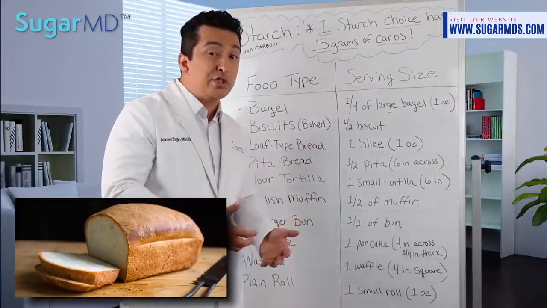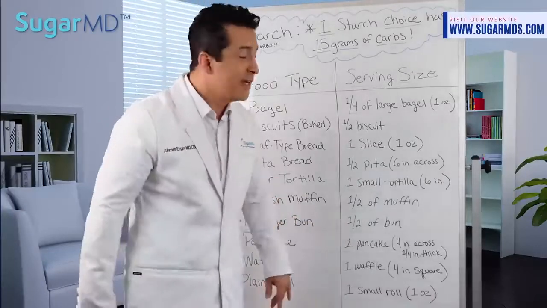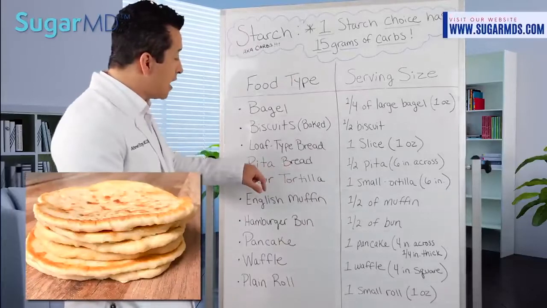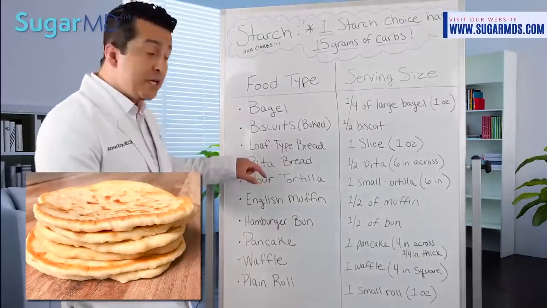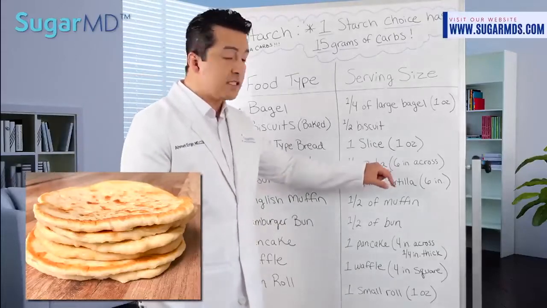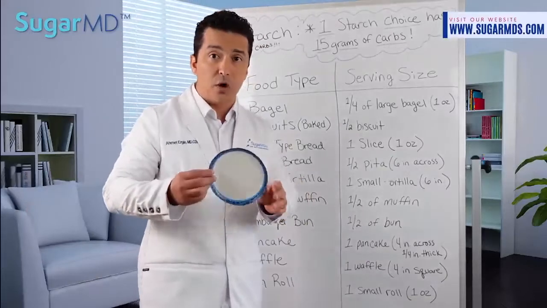So if you're doing a turkey sandwich, that is around 30 grams because you need two slices to make a sandwich, right? So pita bread, a lot of Middle Easterners, or people who love Middle Eastern food, will end up with the pita bread, and half a pita 6 inches across. Now, you're going to be like, what is a 6 inch across? So this is 6 inches across, okay?